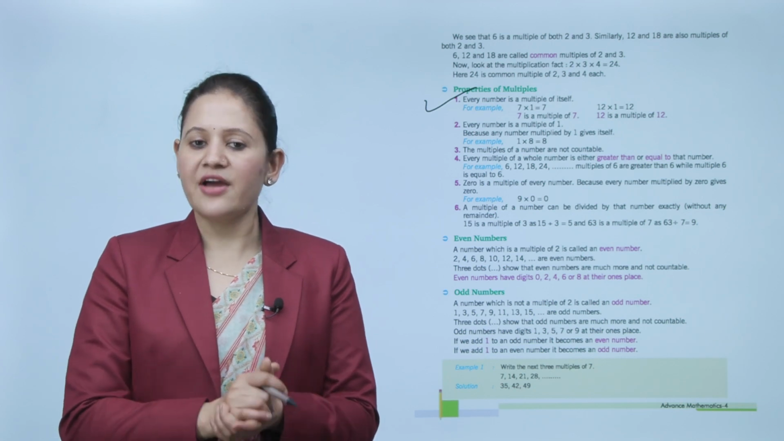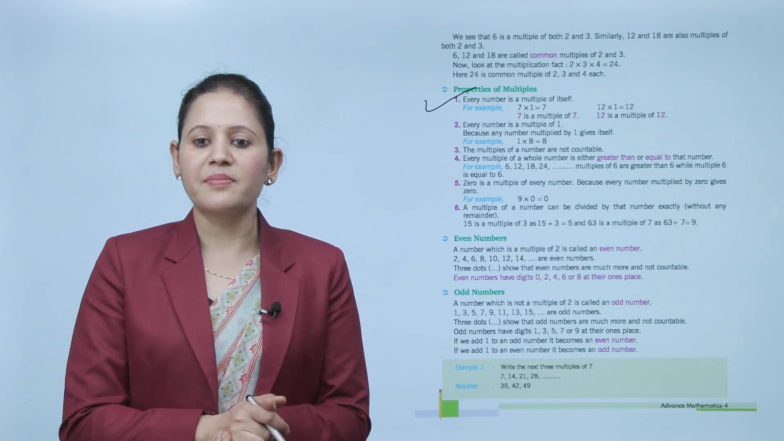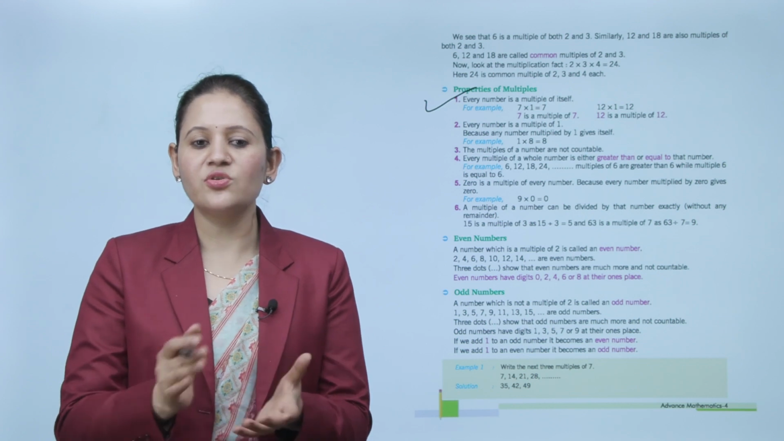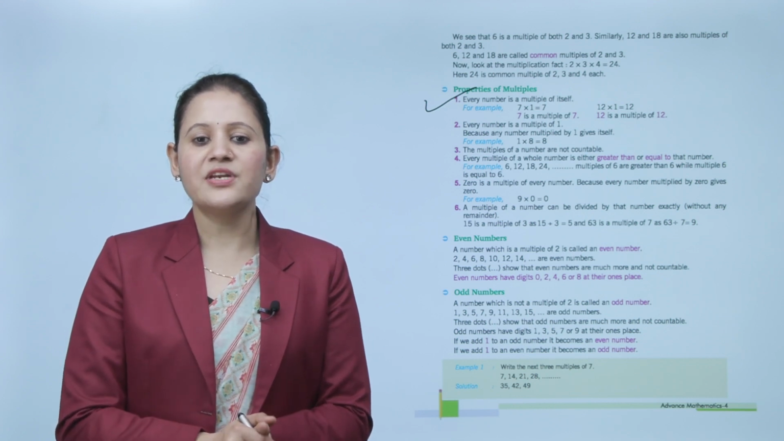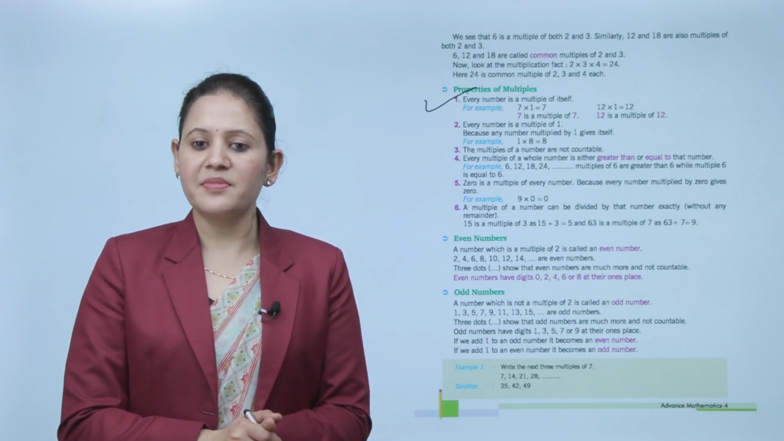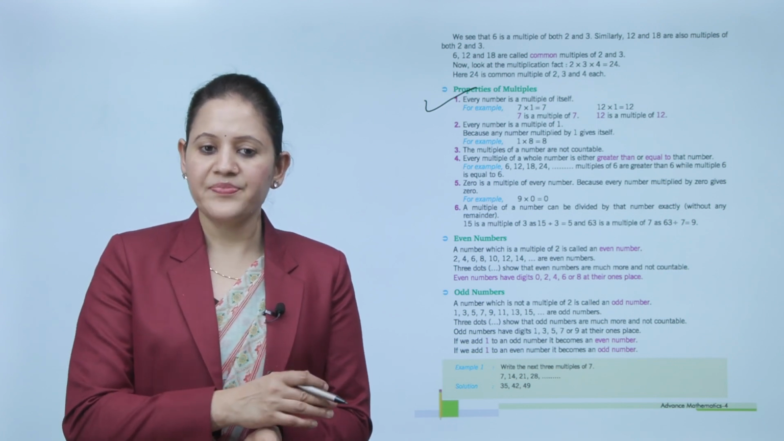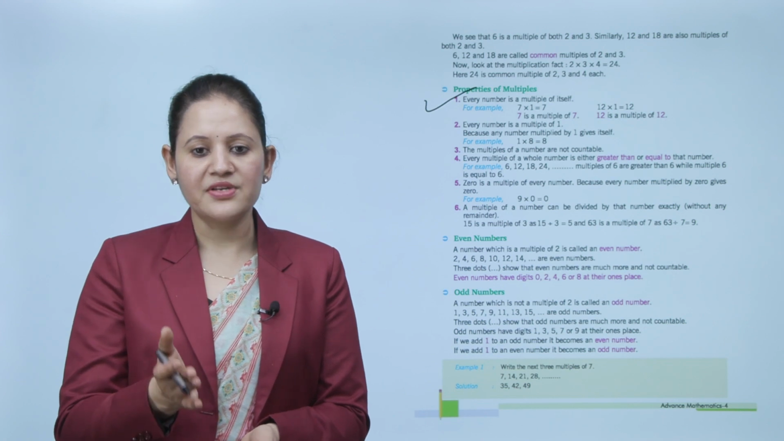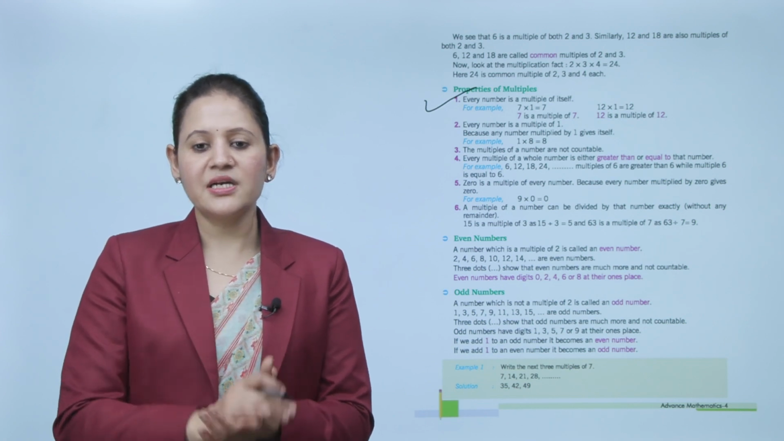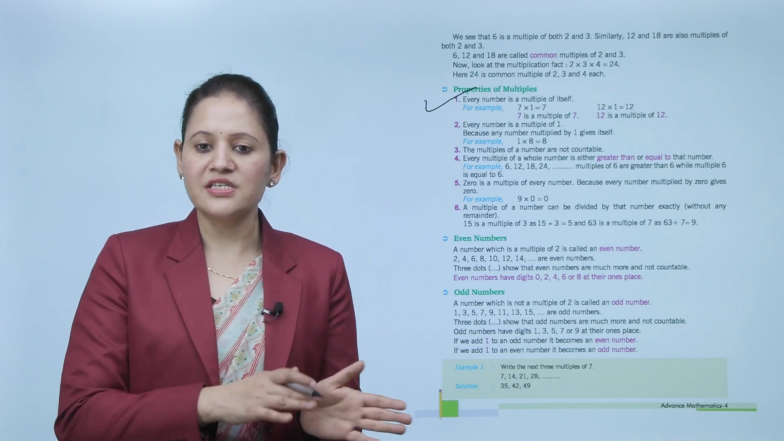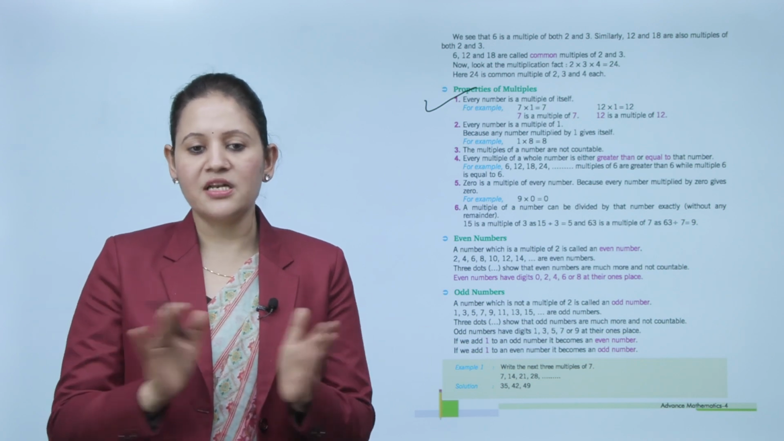0 is the multiple of every number because every number multiplied by 0 gives 0. 9 into 0, 0. A multiple of a number can be divided by that number exactly without any remainder. 15 is the multiple of 3. So 15 divided by 3 is 5. 63 is the multiple of 7. So 63 divided by 7 is 9. There will be no remainder.